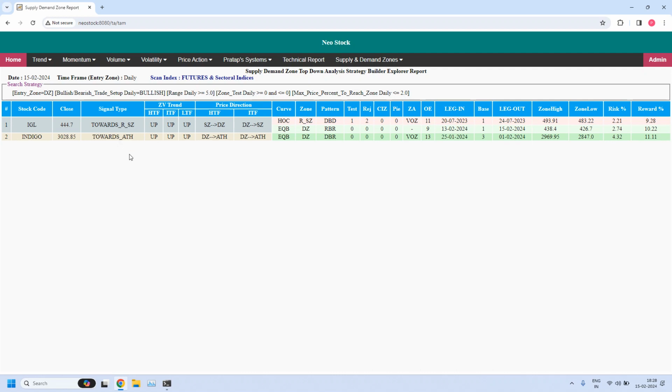So if the prices turn back tomorrow, then only we get an entry. Otherwise, the price might be flying tomorrow. So we don't know whether they turn back and we get an entry or not. But all these zones are fresh zones. So that's why we will try to find some more stocks by increasing the percentage.